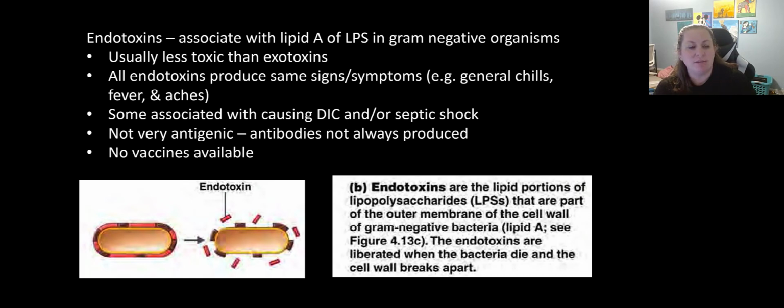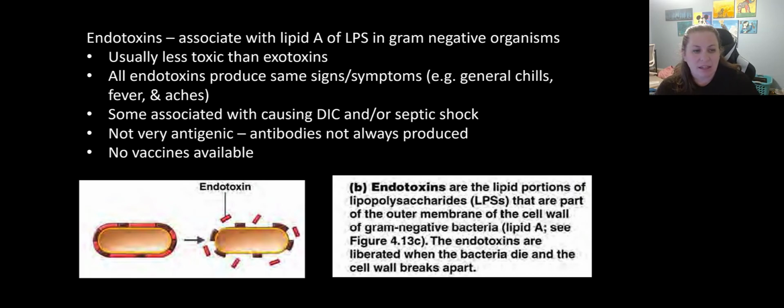or if it came from a different gram-negative, they're going to have the same signs and symptoms. You're going to have chills, fever, and aches. All right, it's going to give you those ones where we say, oh, we just don't feel good. Some of these are associated with causing DIC or septic shock. Those are very severe complications due to trauma a lot of times or certain infections. These are not very antigenic, meaning antibodies are not always provided. So we're not going to be able to harvest those and give them to somebody like we can with the exotoxins. And this means no vaccines are available.